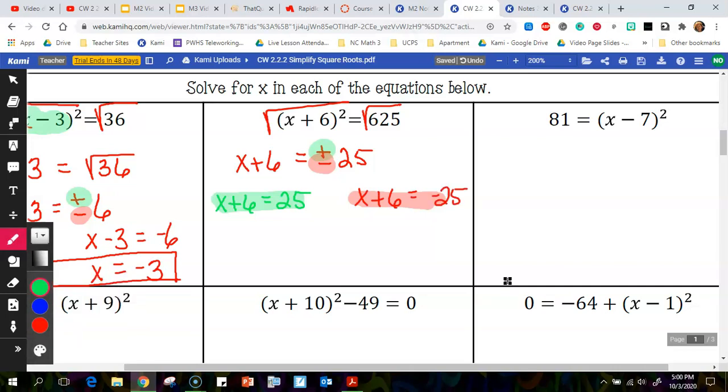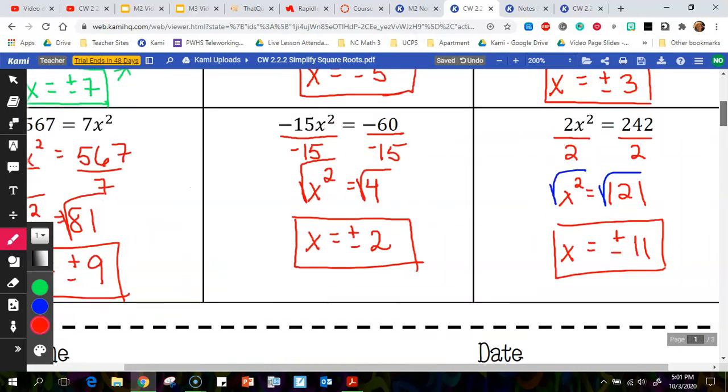So let's finish solving this one. Subtract 6 on this side, and x equals 19. So this is one of my answers. This one's going to be subtract 6 over here. X would equal negative 31. So x, it's two different answers. Now it was two different answers up here too.